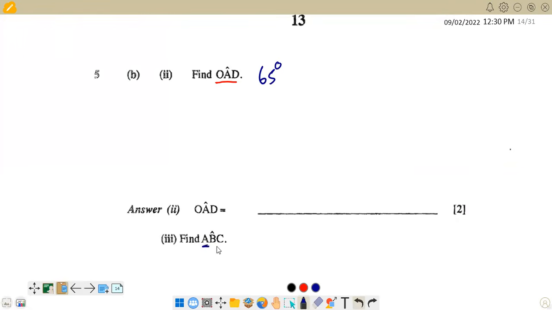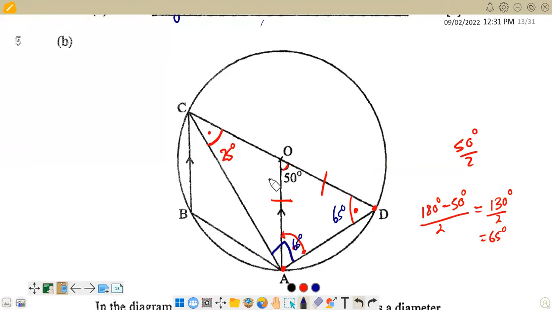Find angle ABC, item 3, that is angle ABC. Okay, so let's go and locate our ABC. A, B to C. So this is ABC, this angle here. This is your ABC. Okay, I want us to see something.